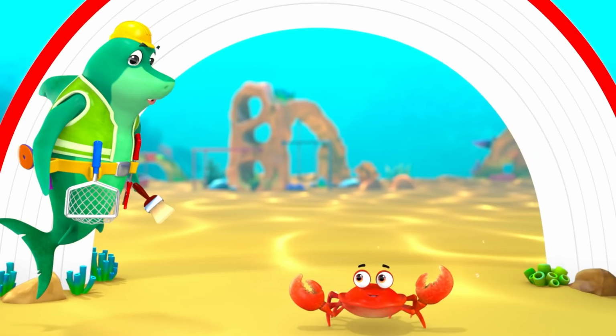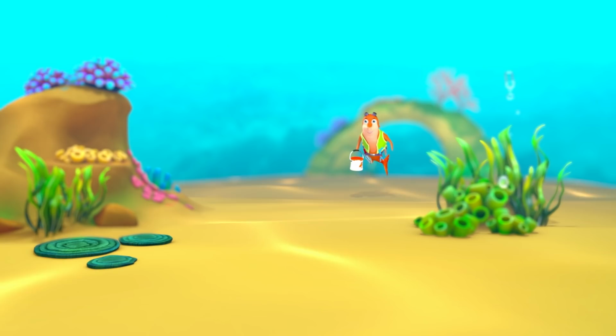Learning lots of colours in the sea. What colour will Mummy Shark be? Orange is the colour that we see. So many colours in the sea.